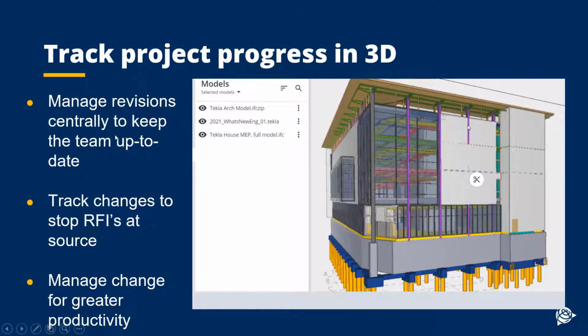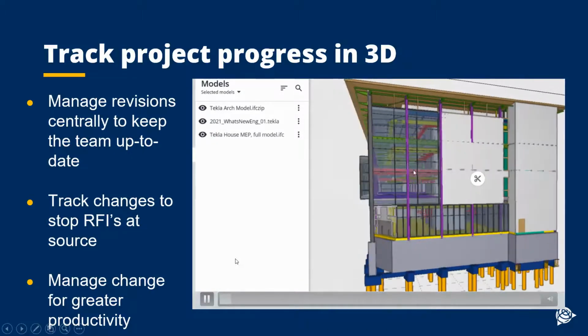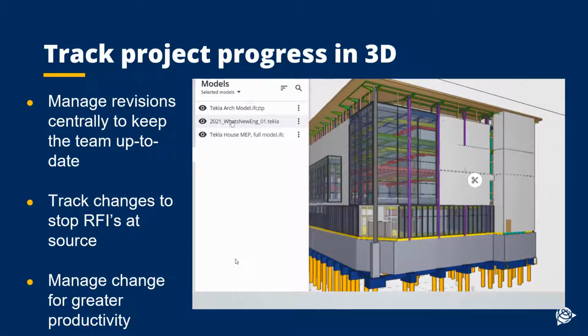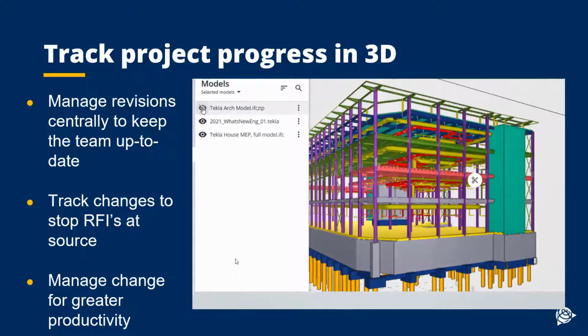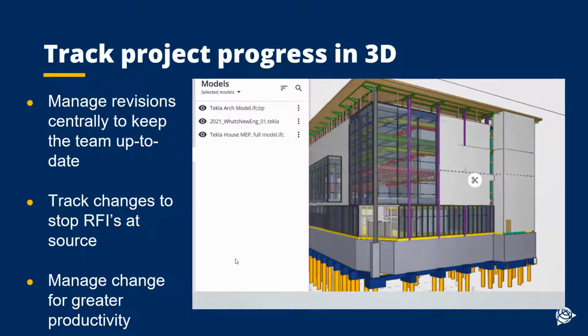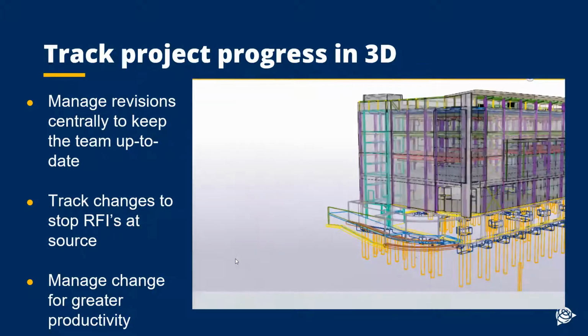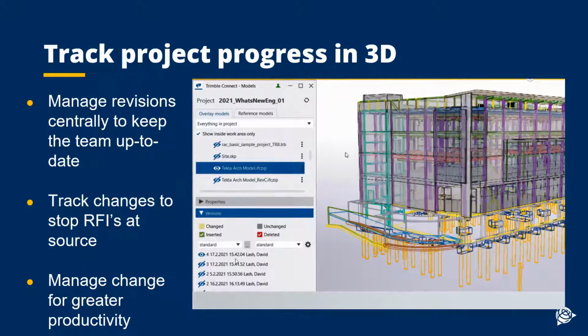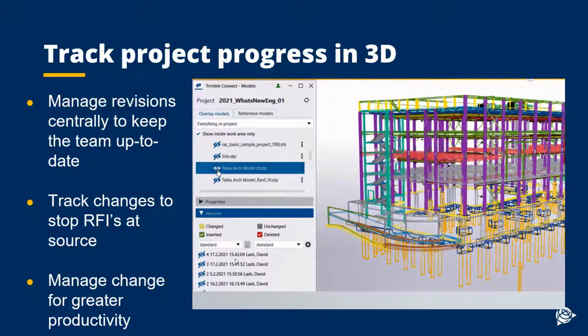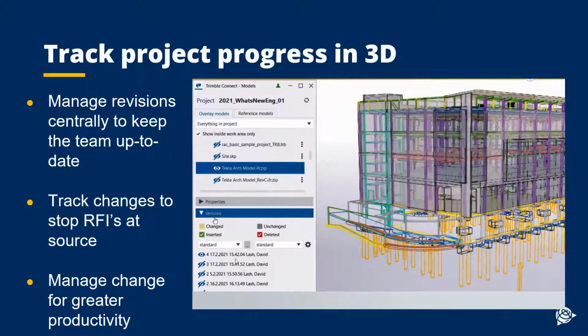New also is the ability to track changes. So you'll see on the screen there is the model, which is the reference model, which is sitting inside Trimble Connect. There we bring together all of the reference models needed, and as you need them, you can then download them into your project so the whole team keeps up to date.